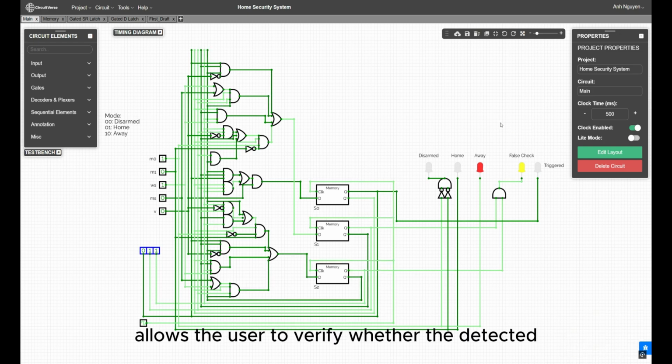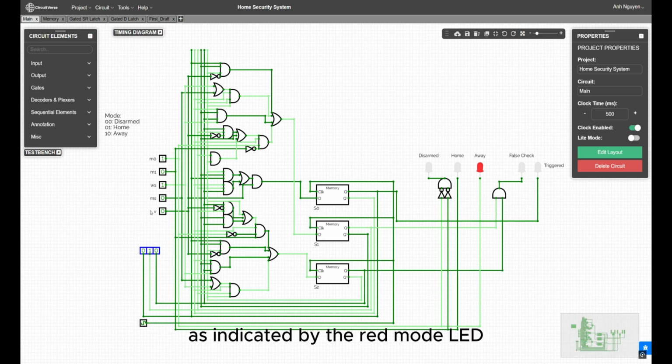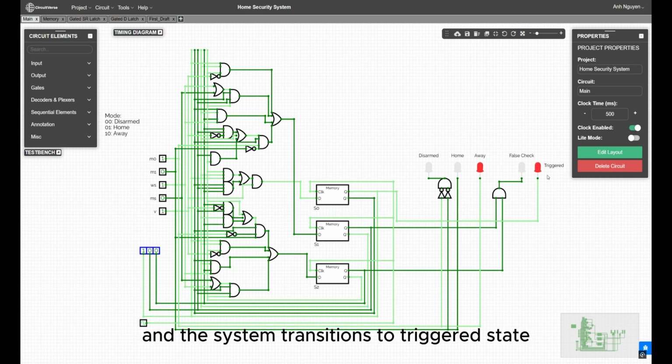This state allows the user to verify whether the detected event is valid or a false alarm. If the alarm is invalid, I set the validation input V to 0, and the system returns to away mode, as indicated by the red mode LED. If the alarm is valid, I set V to 1, and the system transitions to triggered state.